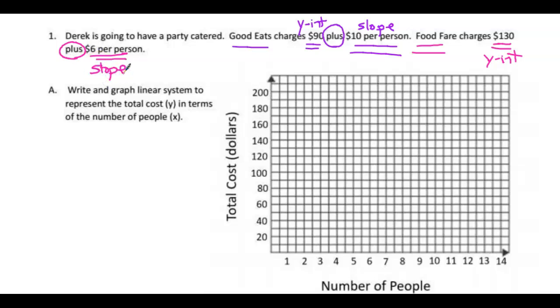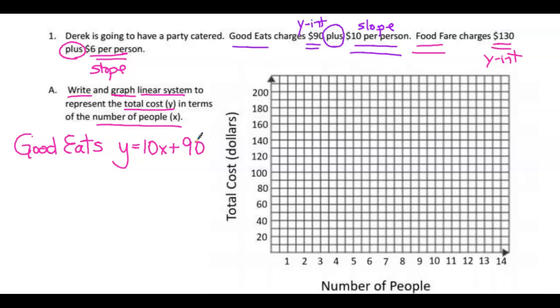Letter A says, write and graph a linear system to represent total cost y in terms of the number of people x. On your paper, you should have labeled Good Eats. If you didn't have the word Good Eats next to your equation, make sure you write it now. Good Eats should be y equals 10x plus 90. The other equation is Food Fare. Make sure you have it labeled on your paper. y equals 6x plus 130.